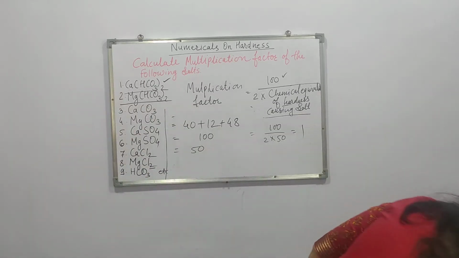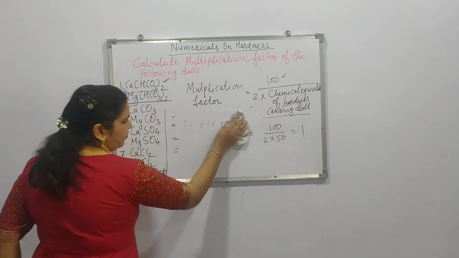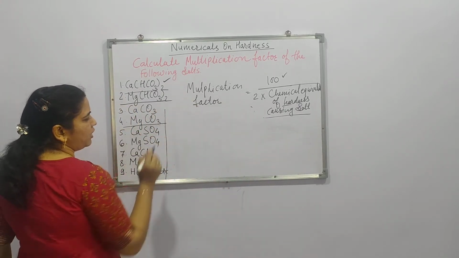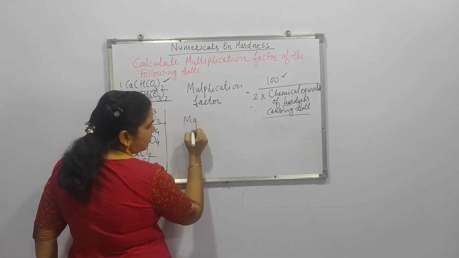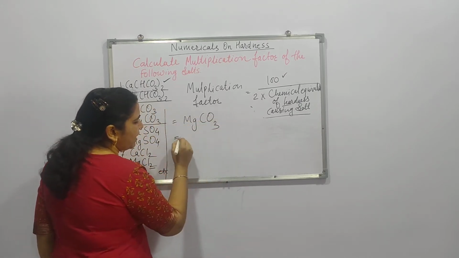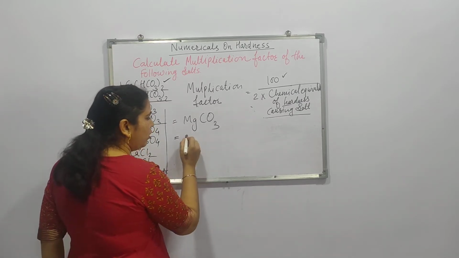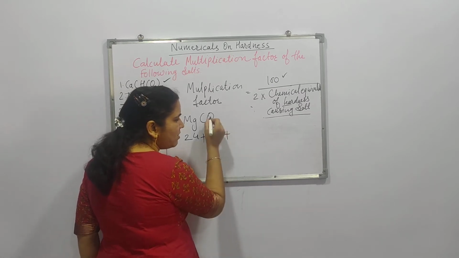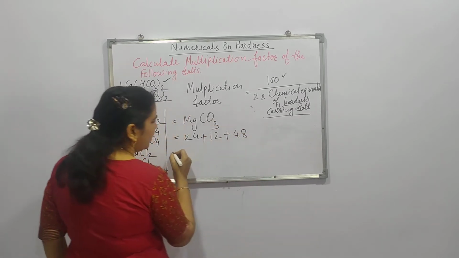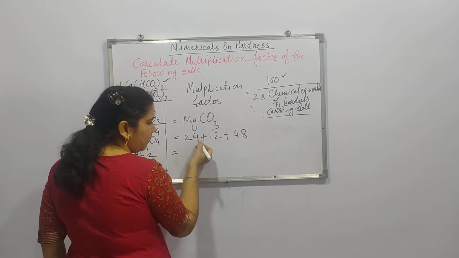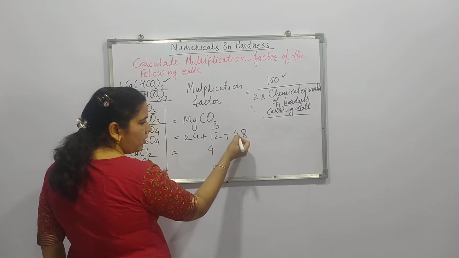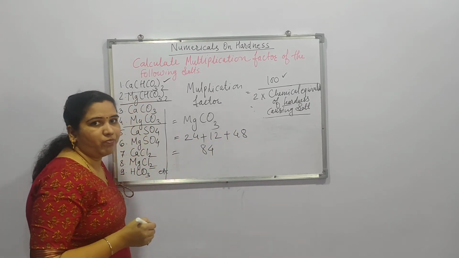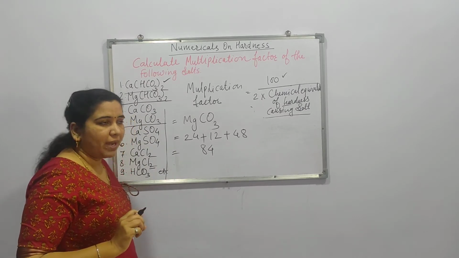Now next is magnesium carbonate, MgCO3. Magnesium has atomic weight 24 plus carbon 12 plus oxygen 16 into 3, which is 48. Adding up, 84 is the molecular weight of magnesium carbonate.